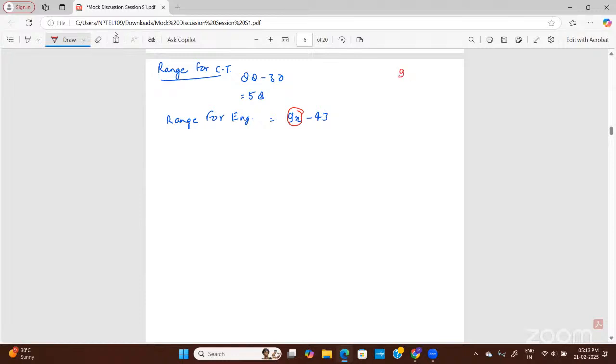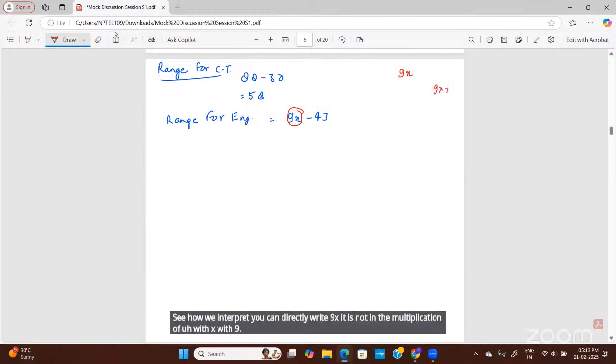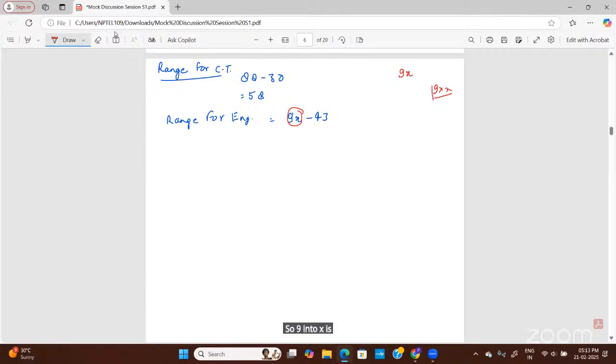See how we interpret it. You can directly write 9x. It is not the multiplication of 9 with x. So 9 into x is not the meaning in this case. Take 9x total as, suppose, y. You can also write 90 plus x. That would also work. Ma'am, can we do it like this: 90 plus x minus 43?